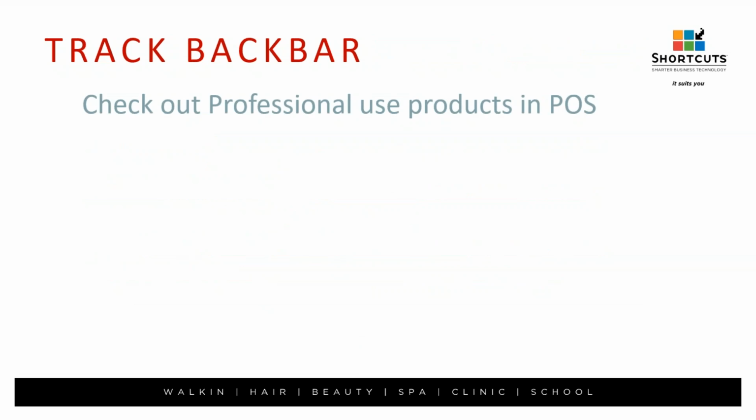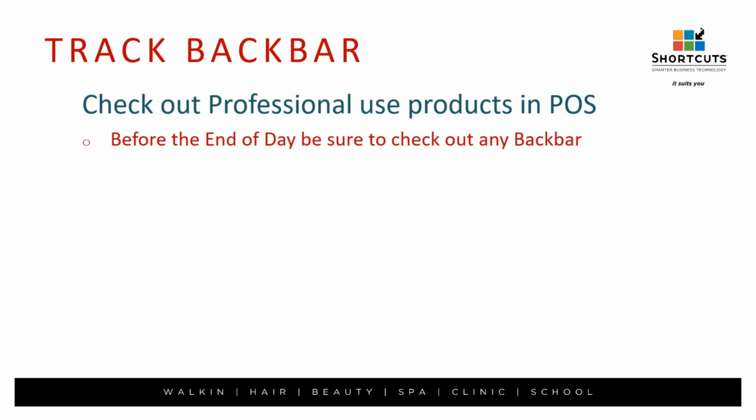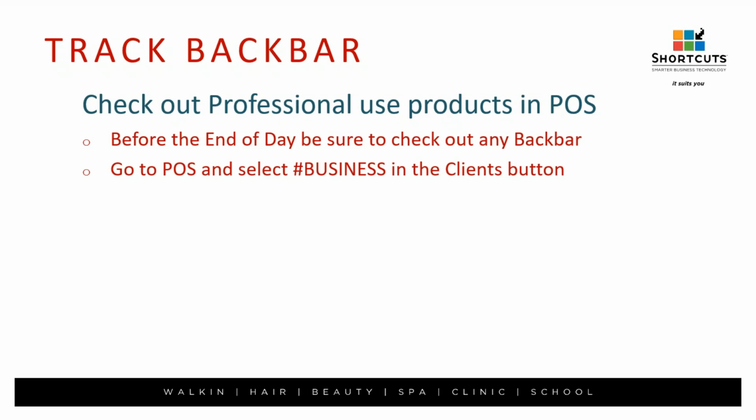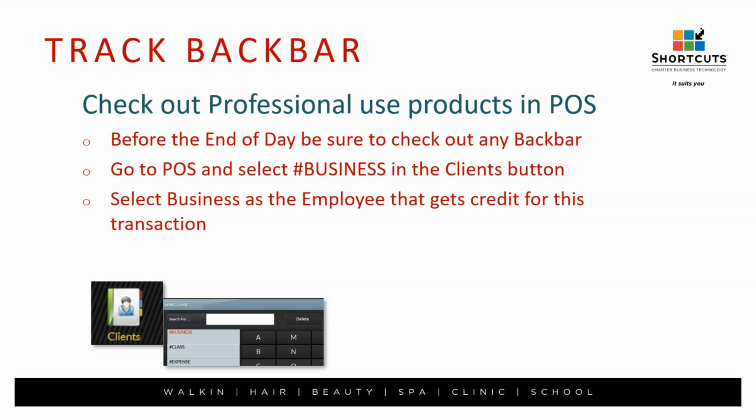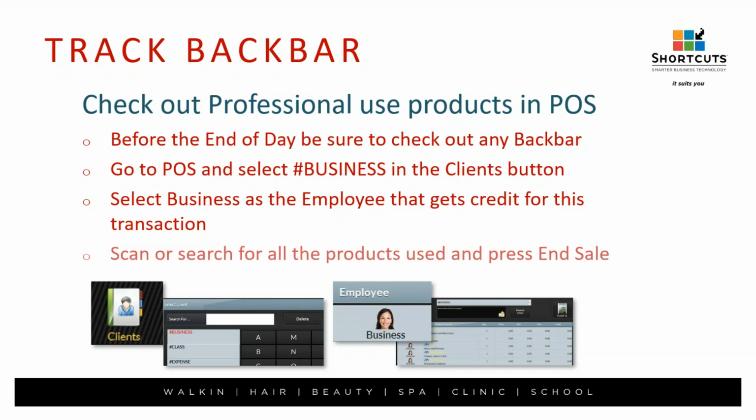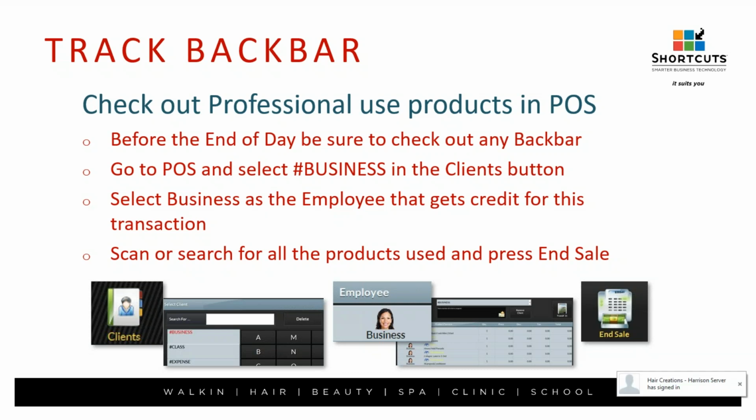So, tracking backbar. Of course, being able to do retail sales is fine, but you also want to be able to track any professional items that your staff uses. Or if your staff pulls a retail product off the shelf, you want them to be able to track that as well. So in the point of sale, you would choose business as your customer, and business is the very first client in your client list. Business will be the employee that gets credit for using this product, and then you would scan or search for the products and check them all out.